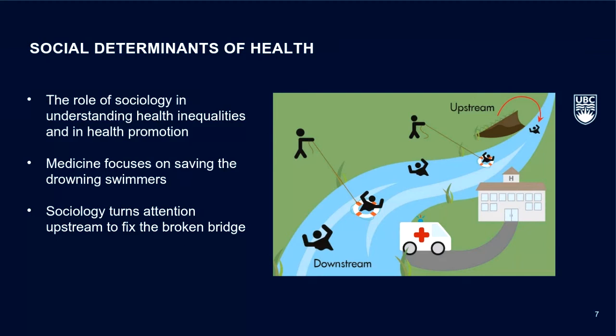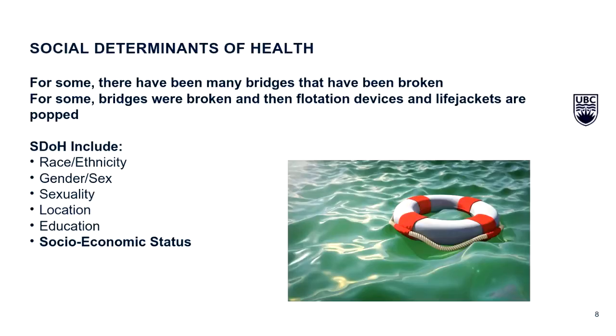This bridge could be, but is not limited to, race and ethnicity, gender and sex, sexuality, environment and place, politics, and socioeconomic status. These factors impact experiences of health at the individual and population levels. In sociology, we work to prevent the bridges from breaking in the first place and to fix them when they do. For some, there have been many bridges broken, and for some, their flotation devices and life jackets were popped, placing them in more danger than others.